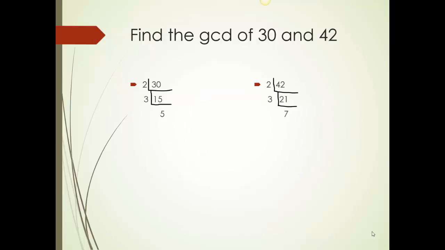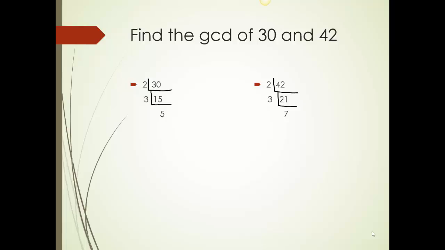So let's look at a few examples. Let's start with 30 and 42. I can divide 30 by 2 and get 15, and then divide 15 by 3 to get 5. So my factors are 2, 3, and 5. Remember, with prime factorization, only divide by prime numbers. So the same thing for 42. I divide by 2, it gives me 21. I divide by 3, and it gives me 7.